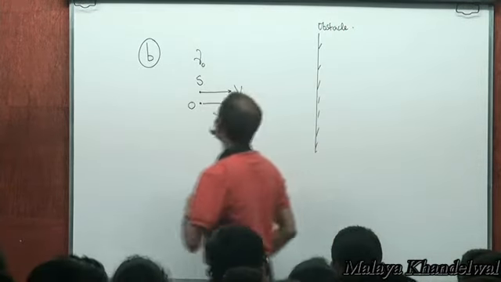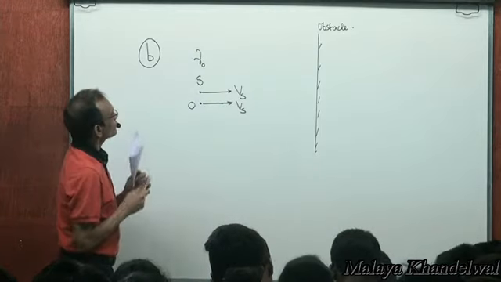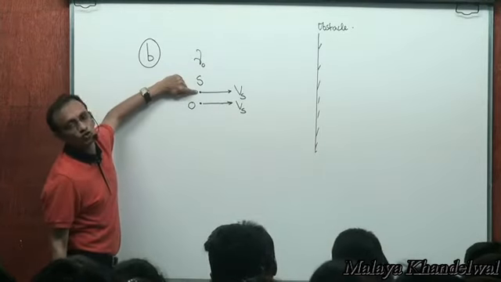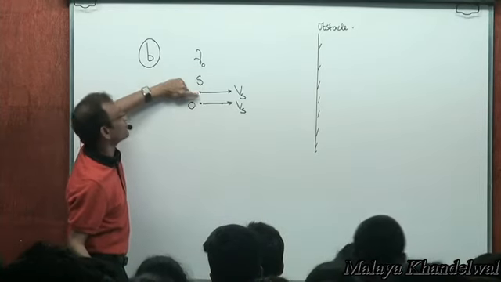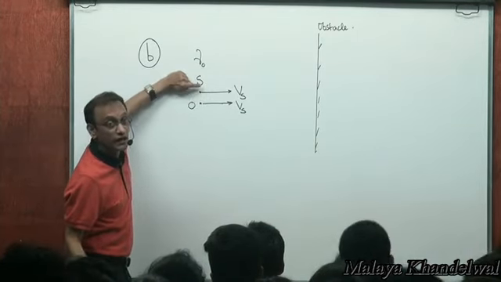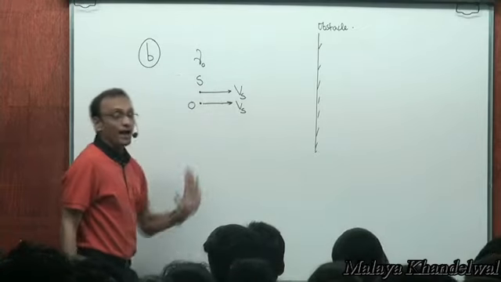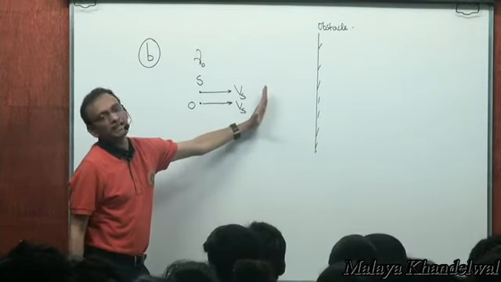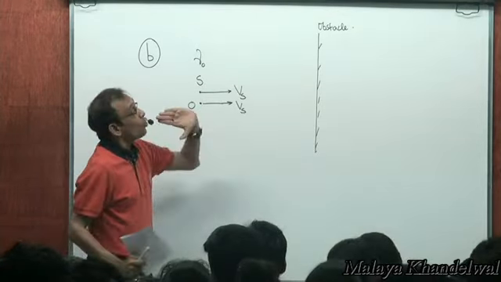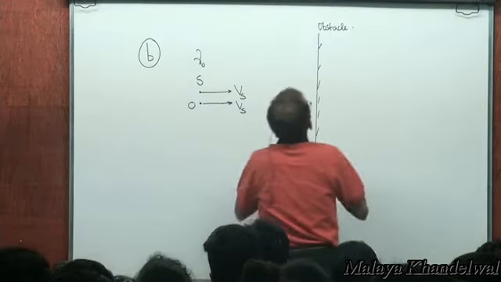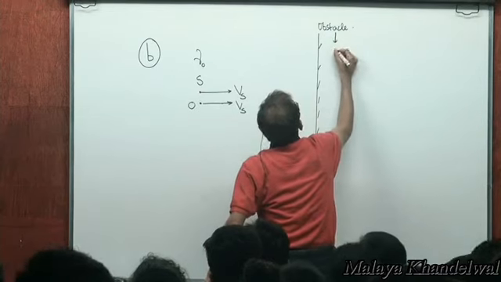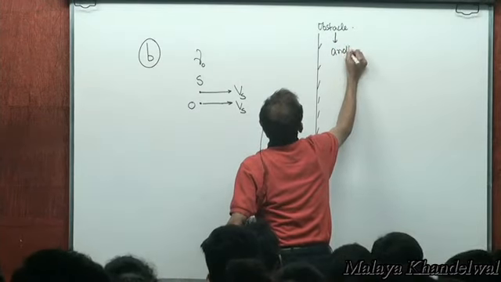Right? First of all, directly from the source, what frequency will he register? Gamma naught, because there is no relative motion between the source and the observer. Now, think of the reflected wave train. What frequency does the obstacle register, imagining the obstacle to be another observer?